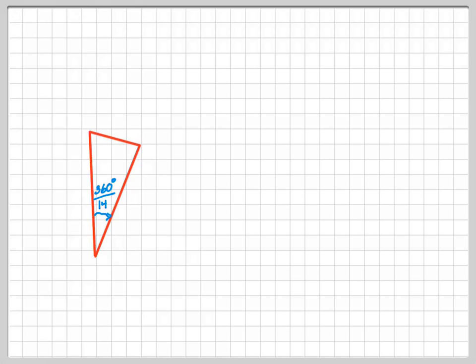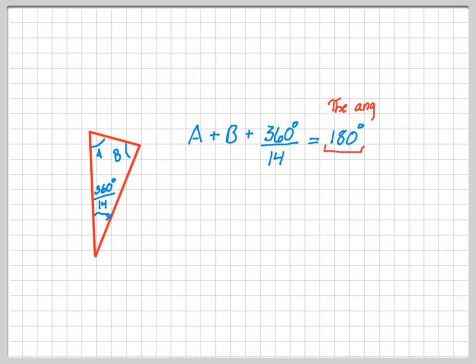So if we just look at this triangle with one angle of 360 over 14 degrees, the other two angles, A plus B, when you add those together and add our third angle that we already know the value for, we know that that has to sum up to 180 degrees because this is the angle measure for a triangle, and we have a triangle.